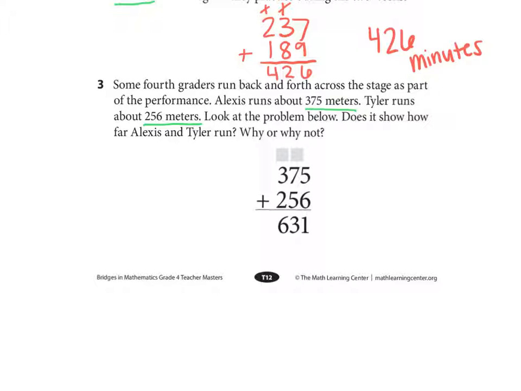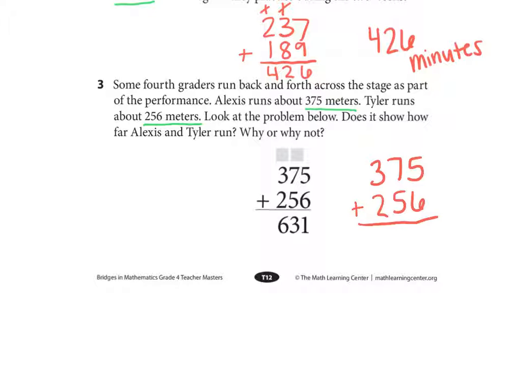Why or why not? So when I see a problem like this where they're asking me to look at what a student did here and see if it's correct, I like to do the work on the side. So I'm just going to add over to the right side. So I'm going to put 375 plus 256. So I'm going to solve it and see if mine is the same.